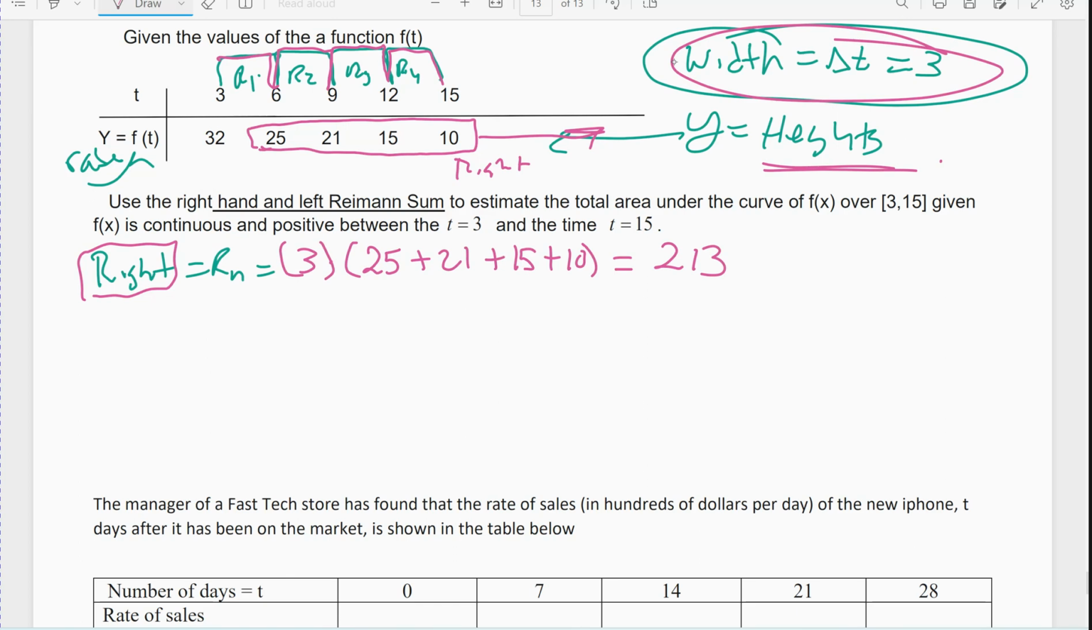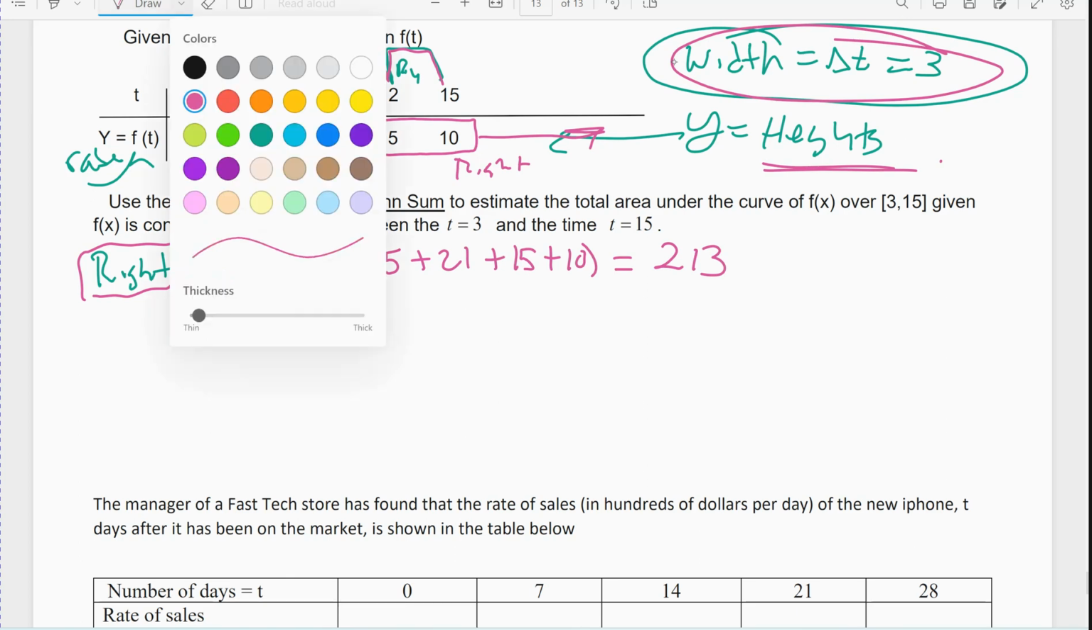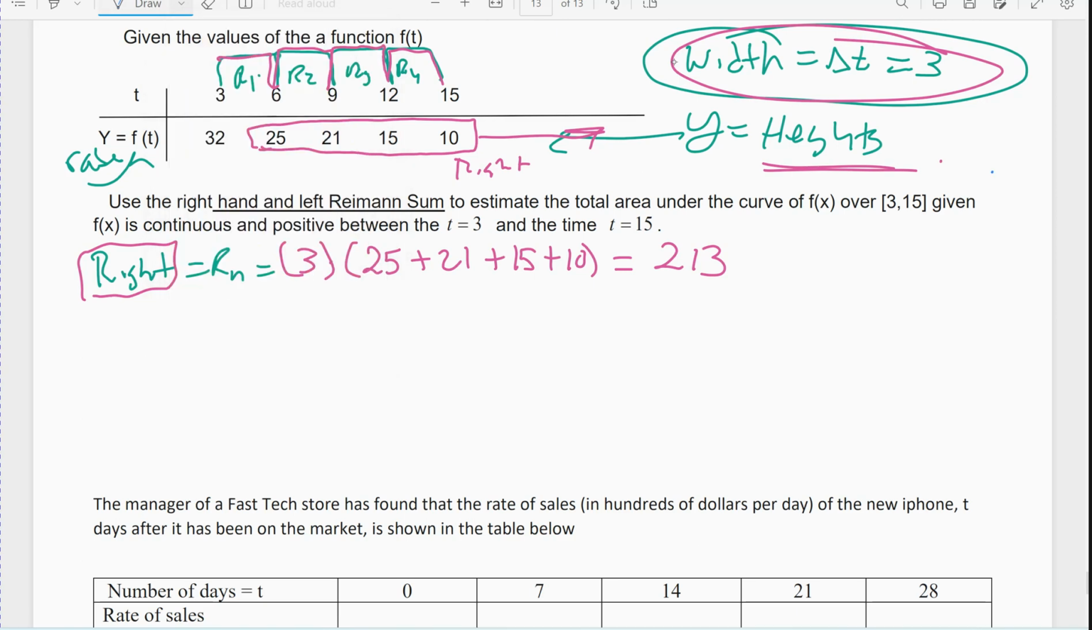All right, now the left side. So I'm going to pick a different color for the left side. We'll do blue for the left side. All right, so the left side. So then 3. So I'm going to put 3 down so I don't forget it. 3 times what are the heights from the left?